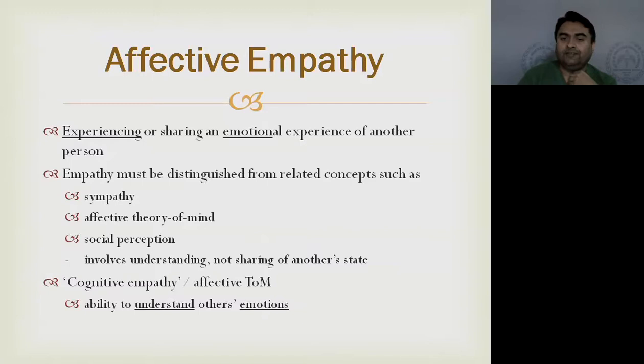Affective empathy. This is experiencing or sharing an emotional experience of another person. Now, you have to distinguish empathy from related concepts like sympathy, the affective theory of mind, or social perception, all of which involve understanding but not experiencing or sharing the other's state. Cognitive empathy is the same as affective theory of mind, which again is the ability to understand emotion but not to share. Now, what is the neural basis of this?